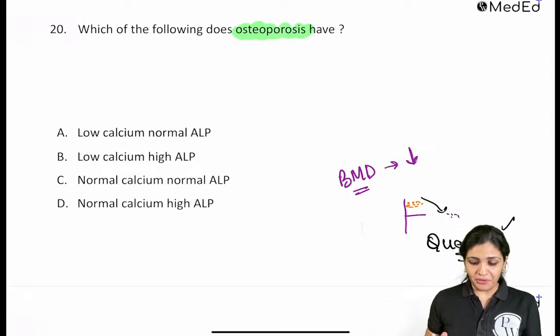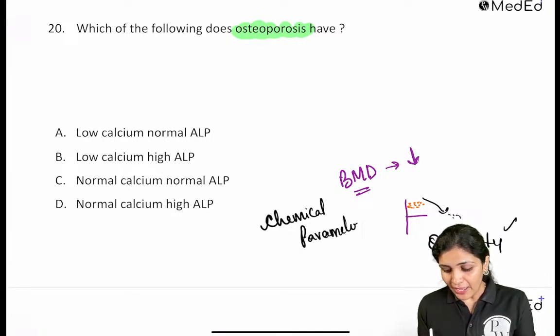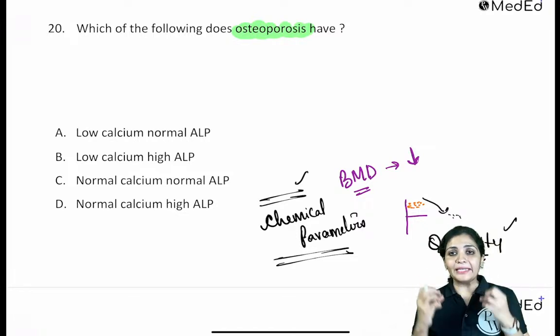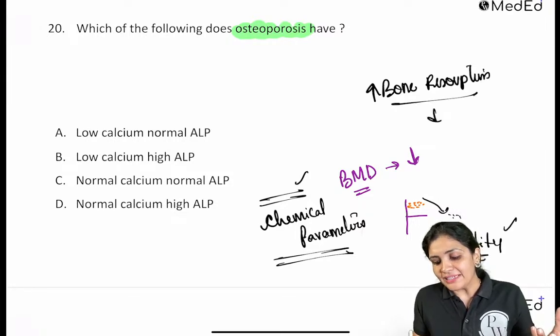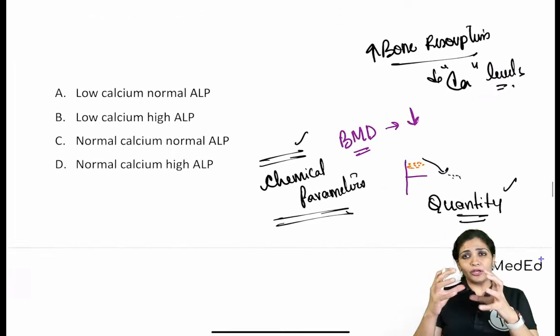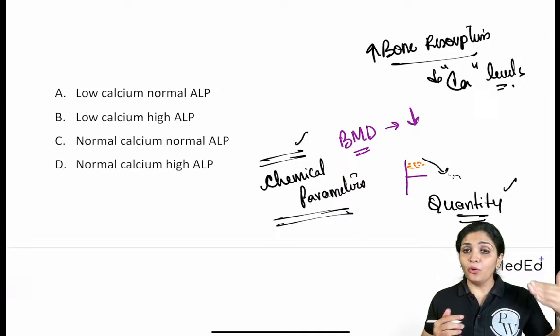What happens in case of bone mineral density is the chemical parameters will remain the same. Why? Because there is vitamin D present, there is calcium present in the bones. So the body keeps increasing the bone resorption. It completely drains the calcium present in the bone and maintains the calcium level. So you have to give more calcium, more vitamin D, so that the body will not remove the calcium from the bones. Simply to say, the bone resorption has been increased.